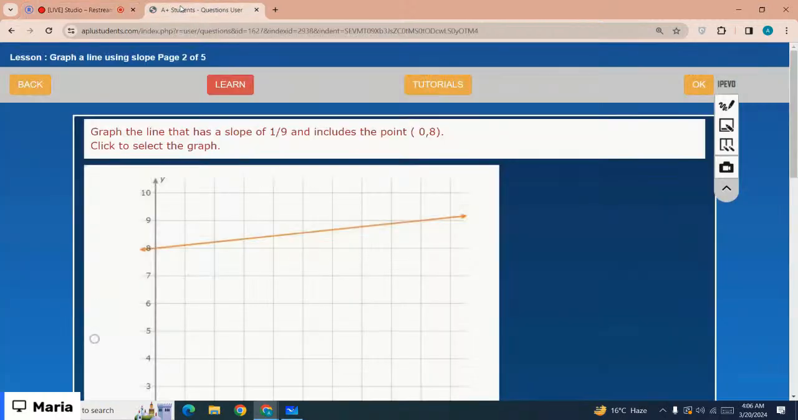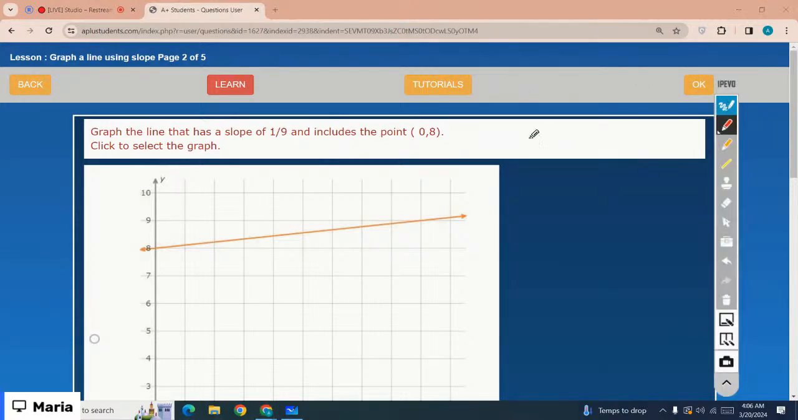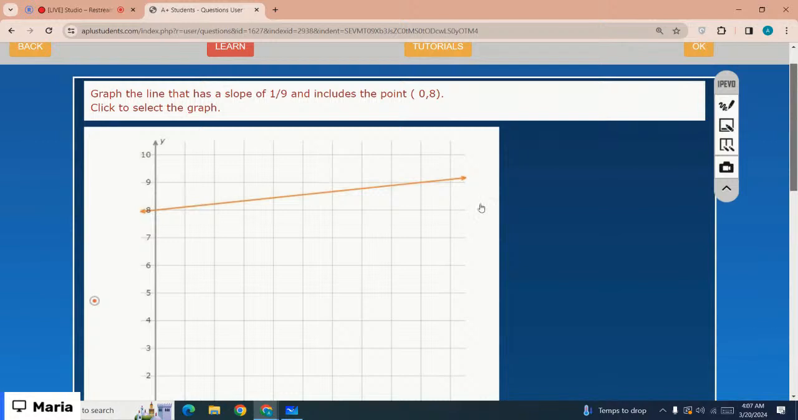Okay, the next one is graph the line that has a slope of 1 by 9 and includes the point 0, 8. So the slope is 1 over 9 and the point is 0, 8. So here is the point 0, 8 and you have to move, that is change in y divided by change in x, you have to move up 1 and right 9, right? So that is the correct option. The correct option is option number 1.